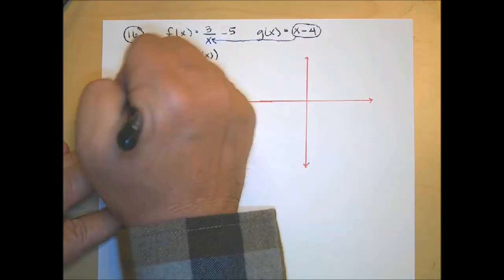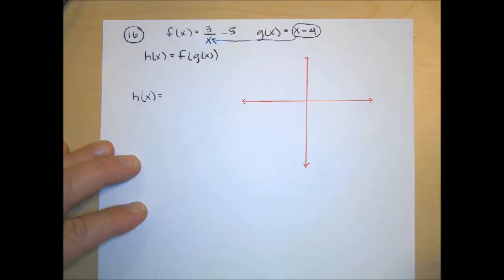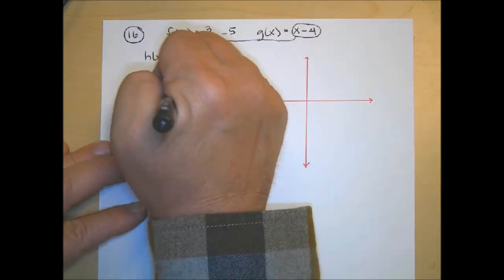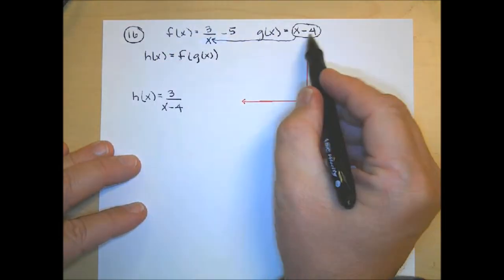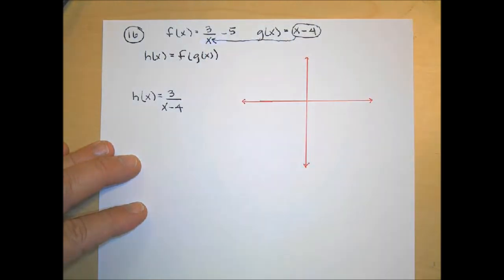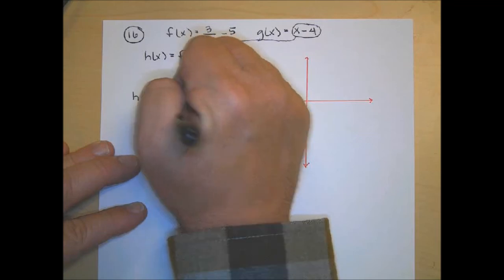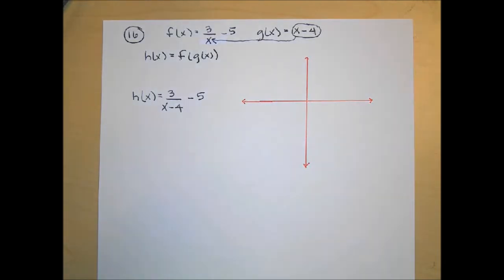So my h of x function is now going to be 3 over x minus 4, because really all I did was substitution. X minus 4 went in x's place. And then I'm going to do a minus 5. So they really don't want us to do much more with this other than identify the vertical and the horizontal asymptotes.